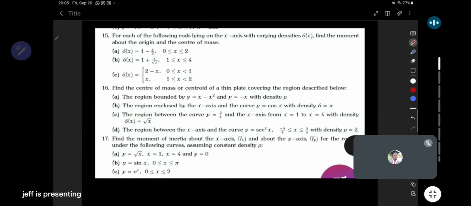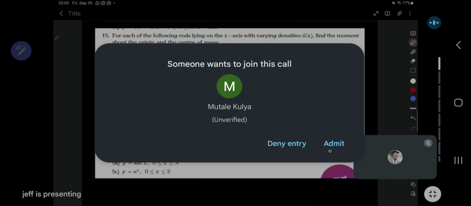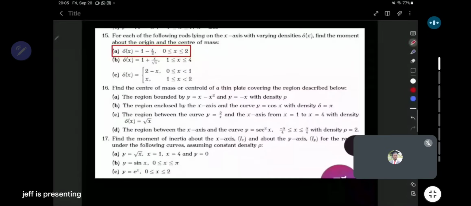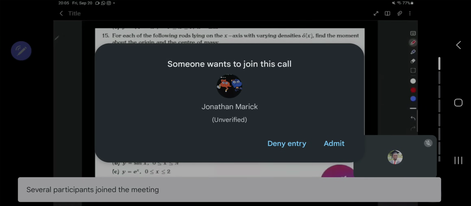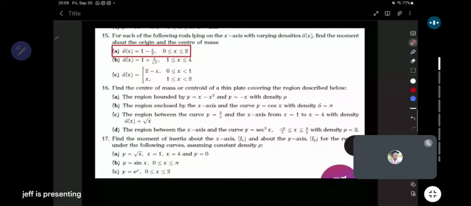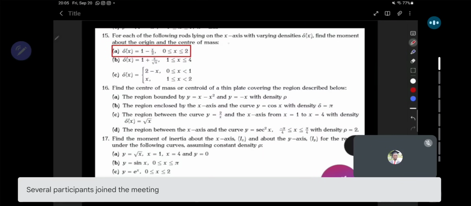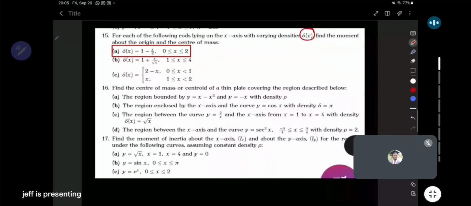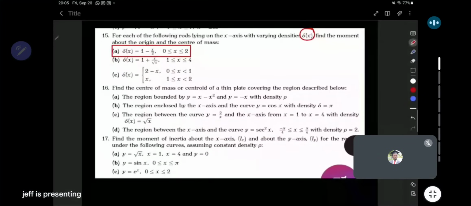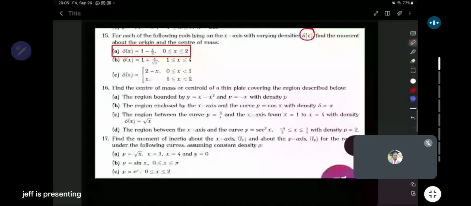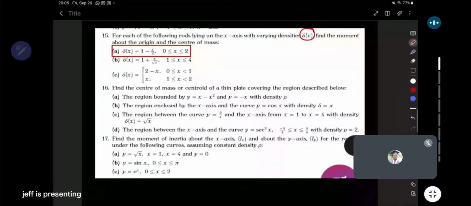Question 15 is probably one of the straightforward ones here. The only thing that you have to understand is the interpretation here. So what are they saying in the question? The question is saying, for each of the following rods lying on the x-axis with varying density, so they're saying that this expression is for density, find the moment about the origin and the center of mass. So this moment is to be evaluated about the origin, and they also want us to find the center of mass of each one of those.